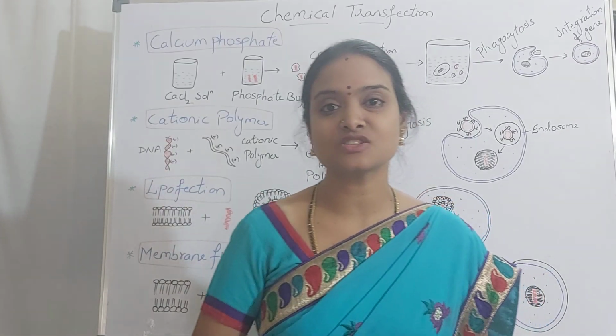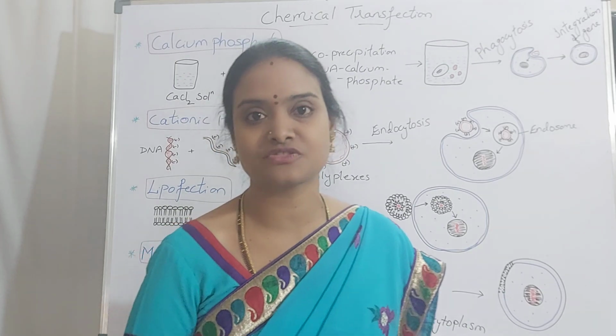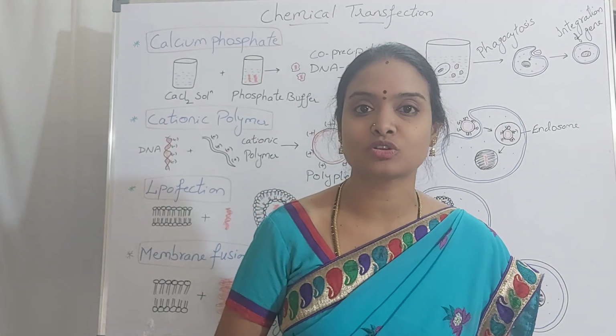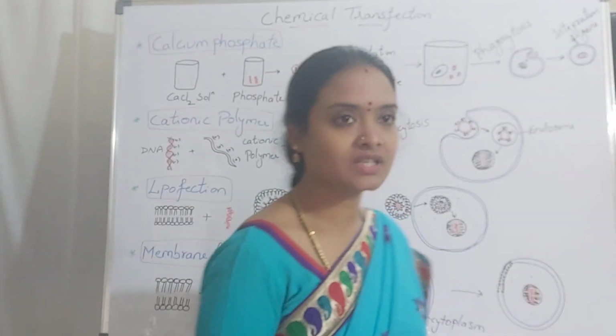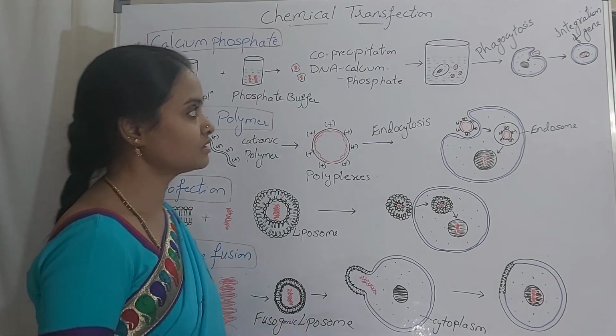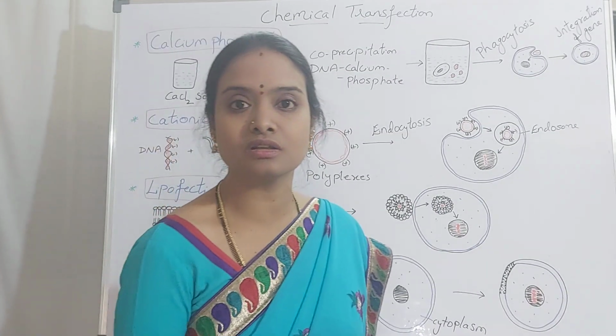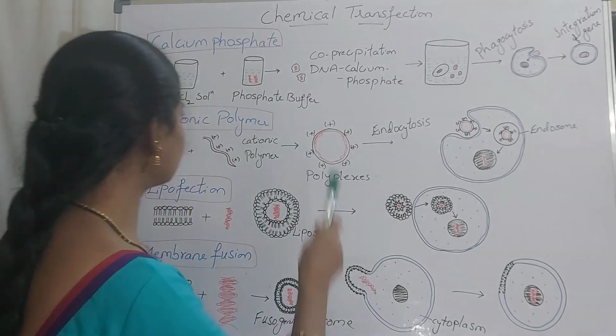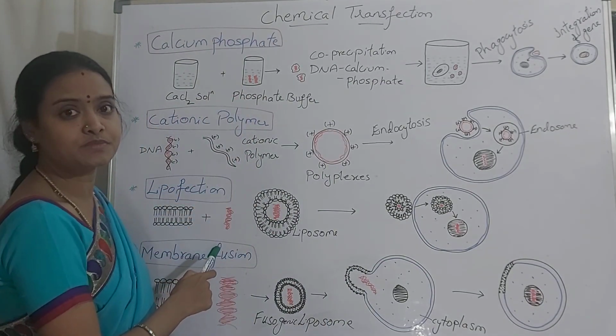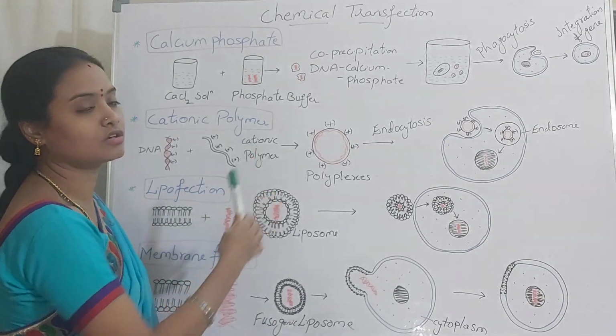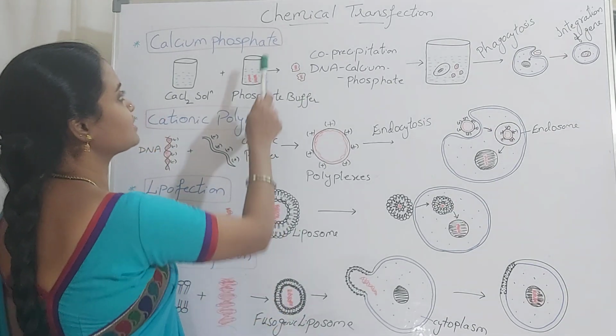In the last class we discussed the physical transfection methods. Today we will discuss chemical transfection. Transfection is nothing but the transfer of the desired gene into the animal cell. First we will see the different types of transfection, or methods of gene transfer, using chemicals.